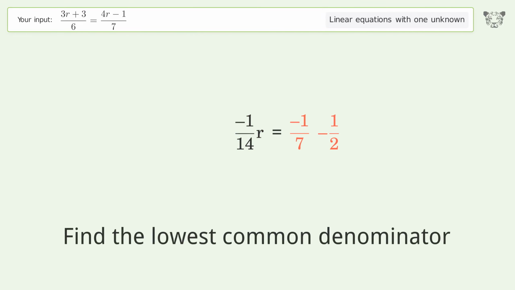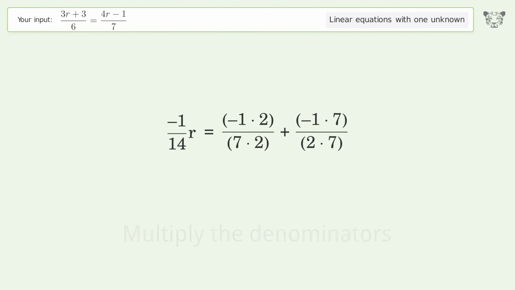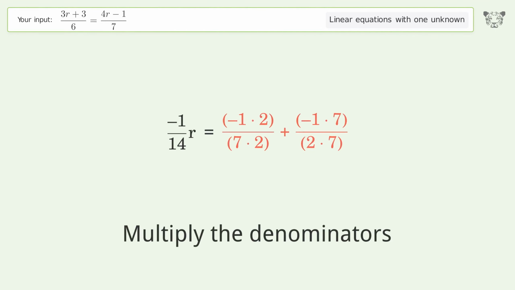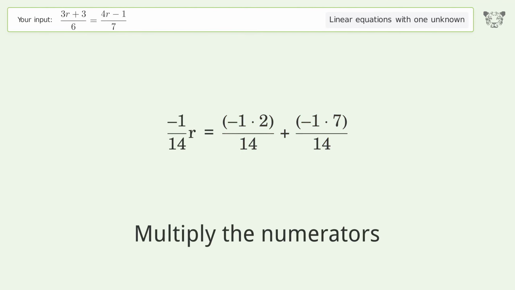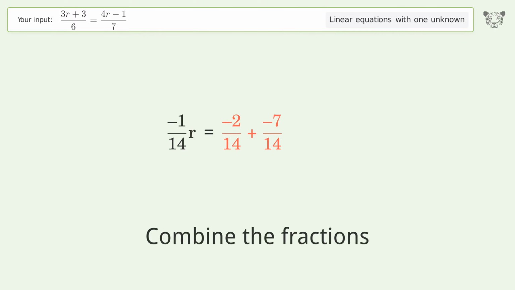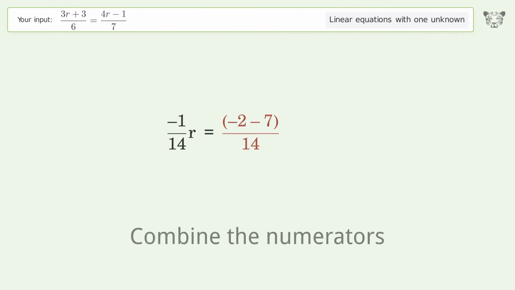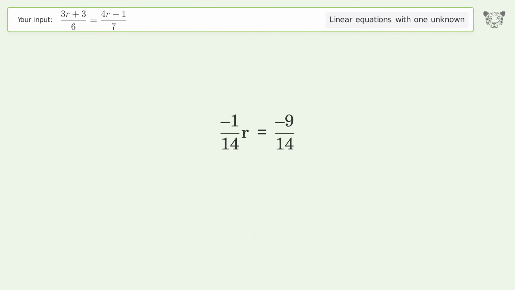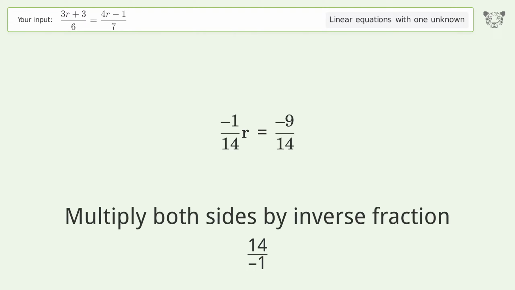Find the lowest common denominator. Multiply the denominators. Multiply the numerators. Combine the fractions. Combine the numerators. Isolate the m. Multiply both sides by inverse fraction 14/(-1).